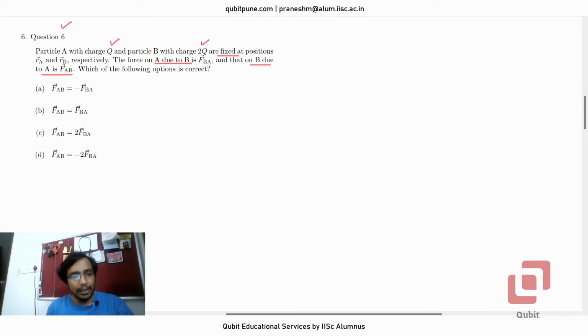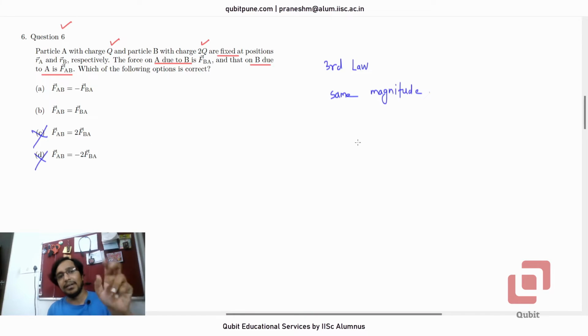Now please understand that according to Newton's third law of motion, every action has equal and opposite reaction, right? So both the forces must be of same magnitude. So clearly options C and D are gone because the magnitudes there are different. They're saying FAB's magnitude is twice FBA's magnitude.